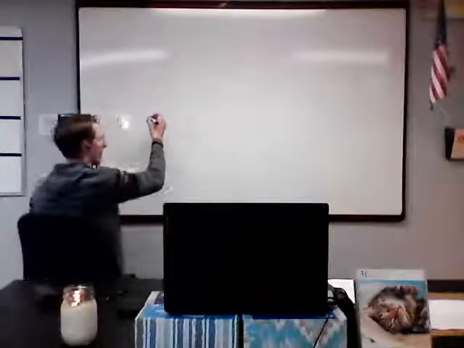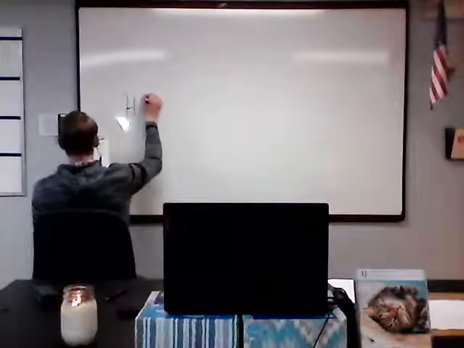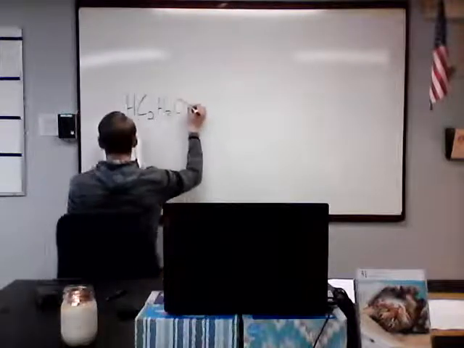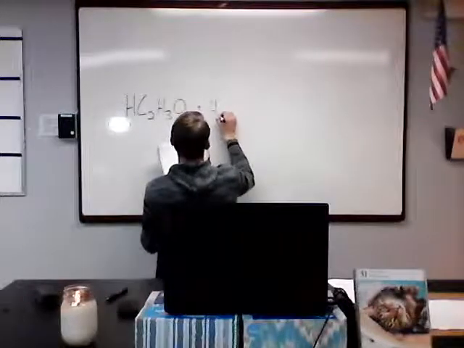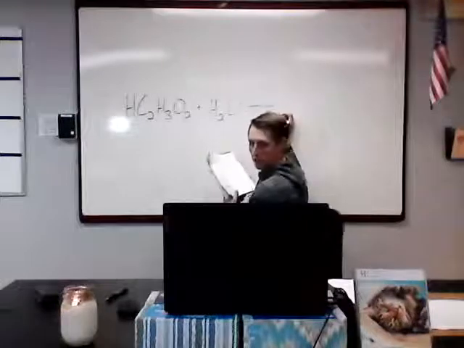We do have our homework problem at the bottom for that. I do want to go through probably one more example, and that could be the rest of the day here. I'll quickly write one down. So if we have HC2H3O2 plus H2O, here's our equilibrium sign.